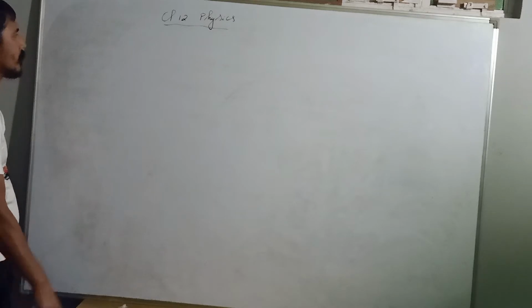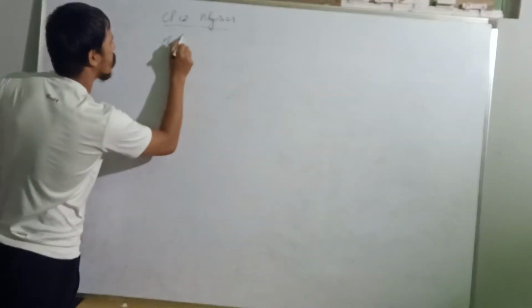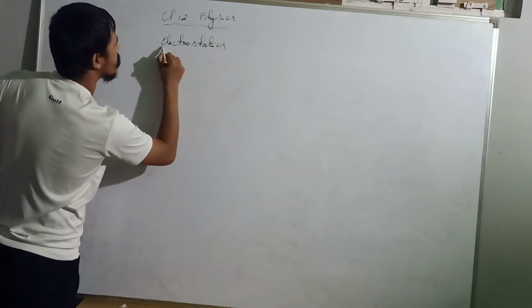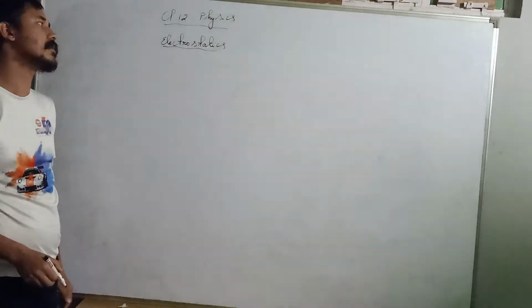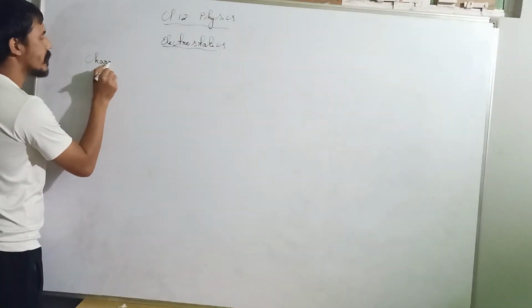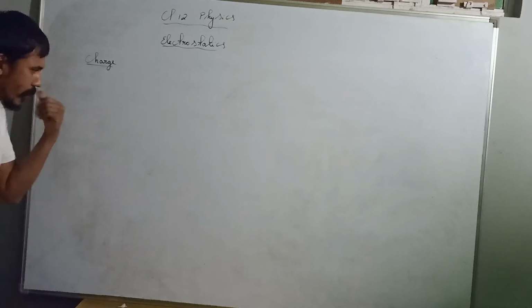So the first topic, class 12, chapter 1, electrostatics. Today's class, we're just going to have an introduction of this electrostatics. So electrostatics means charges at rest. Now, what is a charge, or what is an electric charge? It is a property of matter. Correct. But what kind of property is it?